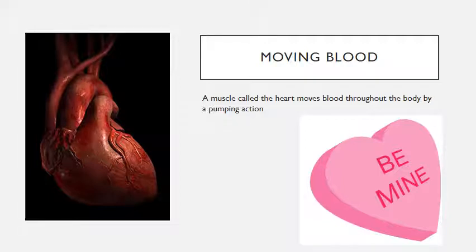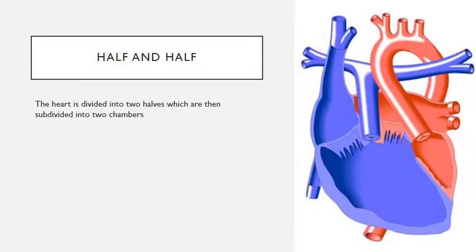So there we go. The heart pumps. You've felt it before. You're getting ready to take an exam, and suddenly the heart starts to beat faster. We'll get into why in the next lecture. Now, the heart's divided into two halves, which are then each subdivided into two chambers. So half and half, right? Subdivided into a chamber and another chamber.